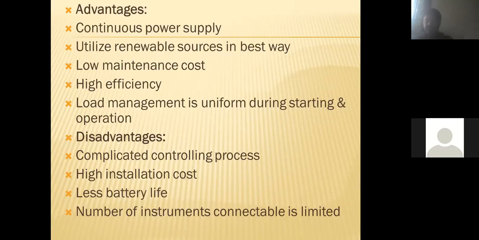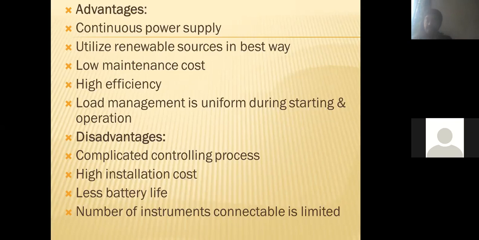Now, what are the difficulties here? Of course, there will always be some difficulties. One is complicated control, because the energy we get from the wind turbine is going to be different from the energy we get from the solar part. Both are different here. So the controlling process is going to be difficult.